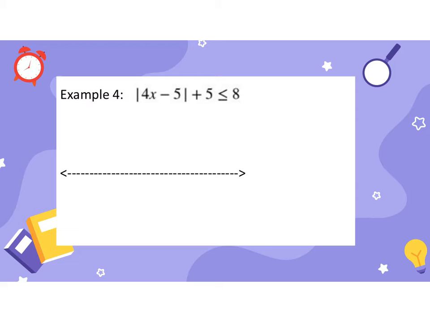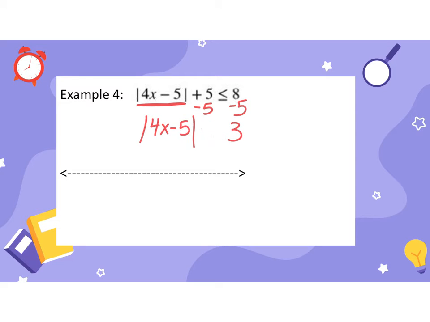Okay, so first off, we have to get this absolute value isolated. The first step, I need this to be on a side by itself. What's keeping me from having that on a side by itself? This plus 5 right here. So I've got to get rid of that, get that over to the right side. To get rid of a plus 5, the opposite is to subtract 5. So I now have absolute value of 4x minus 5 is less than or equal to 3.